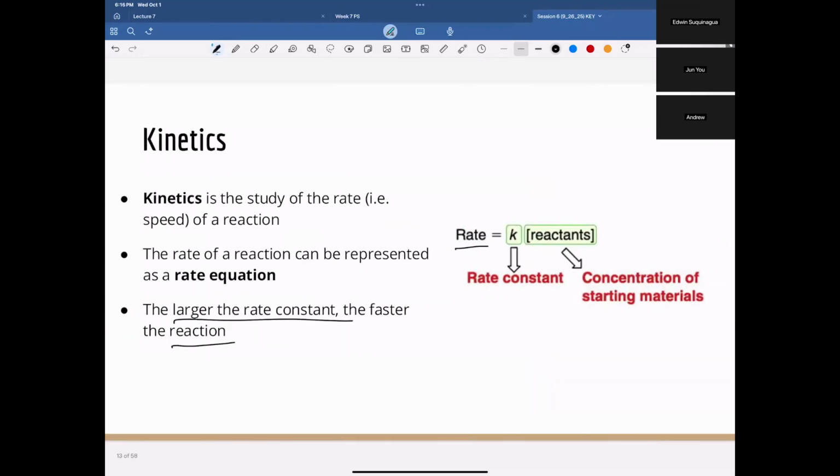Yeah. So if we look at the rate, it's directly proportional to the k value here, right? The rate constant. So naturally, if the k value increases and it's larger, that means the rate is also going to increase. Does that make sense? So like if k doubles, the rate will double. Yep.